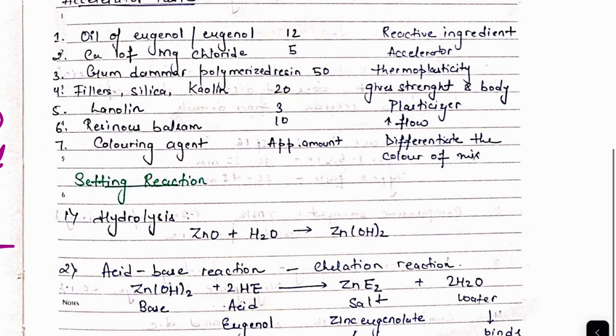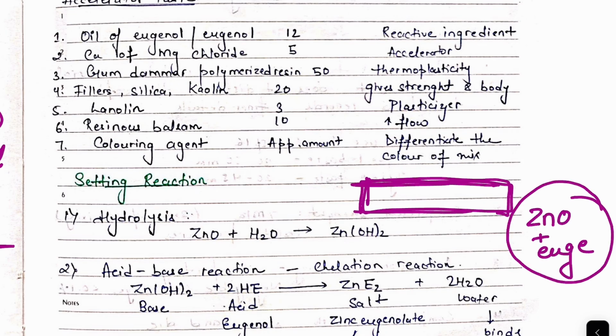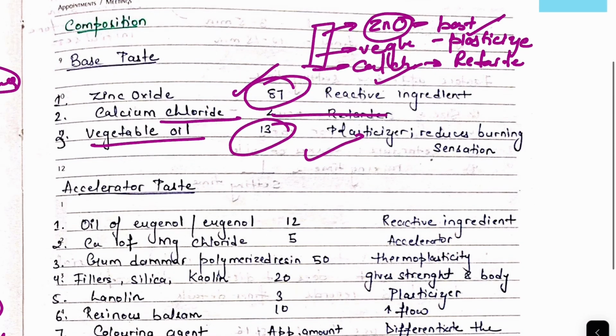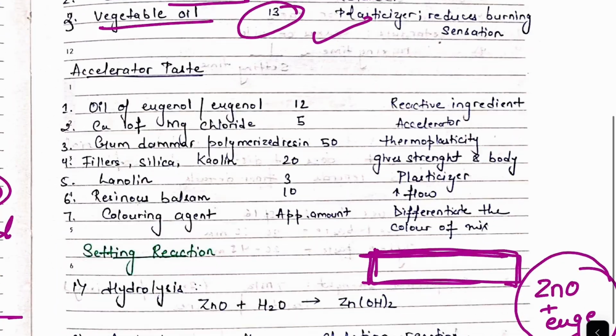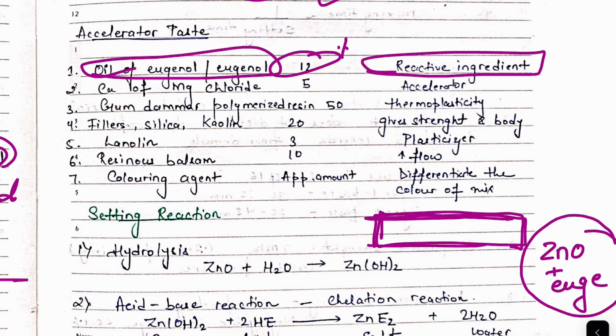Now coming to the accelerator paste, right? So imagine you have a paste. Now what would be the first compound in it? I told you that when zinc oxide reacts with eugenol, it forms the hard mass. So we already had the zinc oxide in our base paste. Now of course we would want eugenol. So that would be our basic compound. Okay. So it is only 12% though. It is the reactive ingredient.